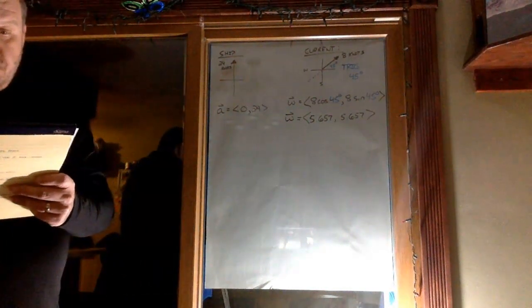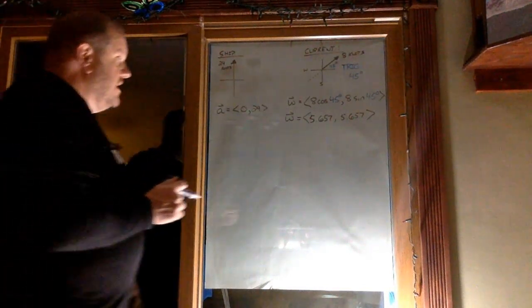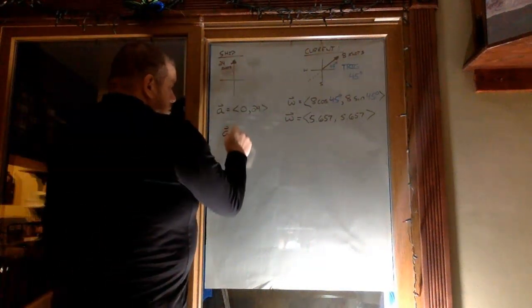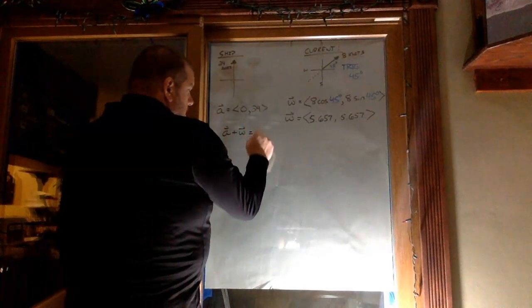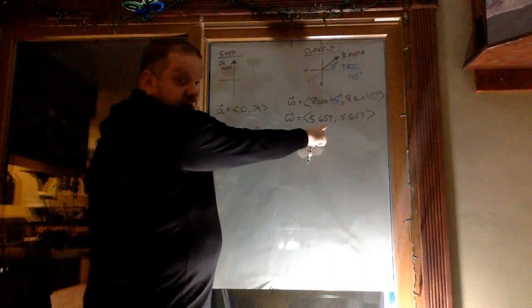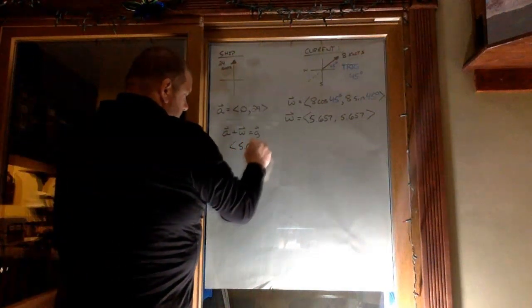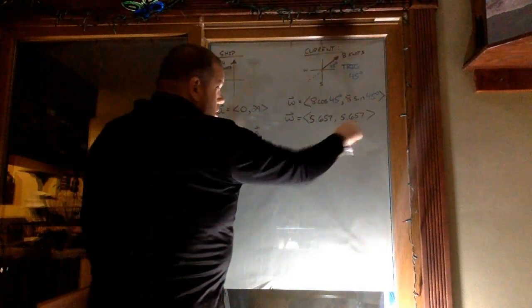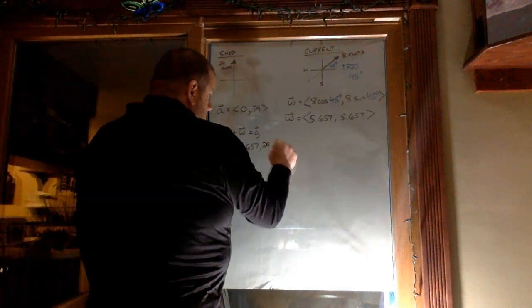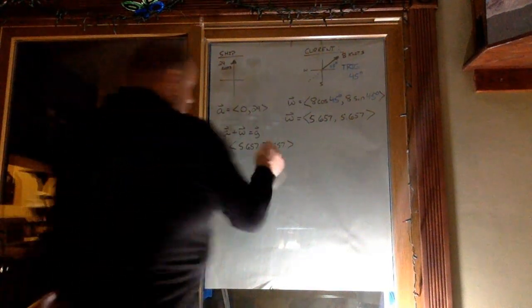Love it. So we need to find the actual bearing of the ship and the actual speed of the ship. So A plus W is going to equal G. That's going to be 0 plus 5.657, comma 24 plus 5.657, which is 29.657. So that's my vector G.